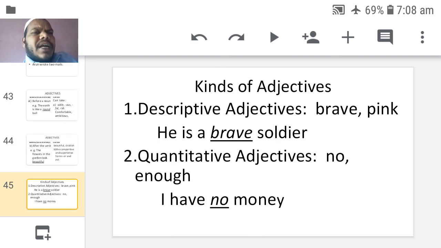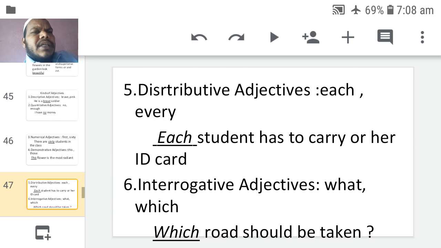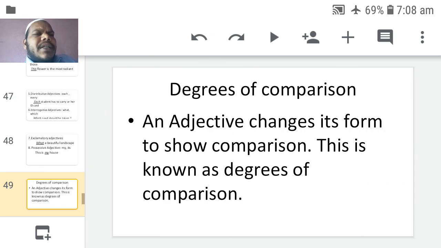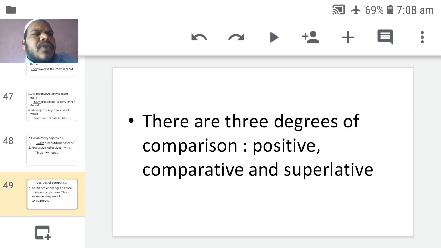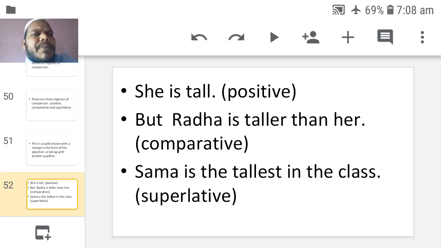And we have seen different kinds: brave, descriptive; no, quantitative; sixty, a numerical adjective; these, demonstrative adjective; each, distributive adjective; which, an interrogative adjective. And we have seen what, an exclamatory adjective; my is a possessive adjective. And we have seen the change in adjective forms, three degrees of comparison, such as positive, comparative, superlative.